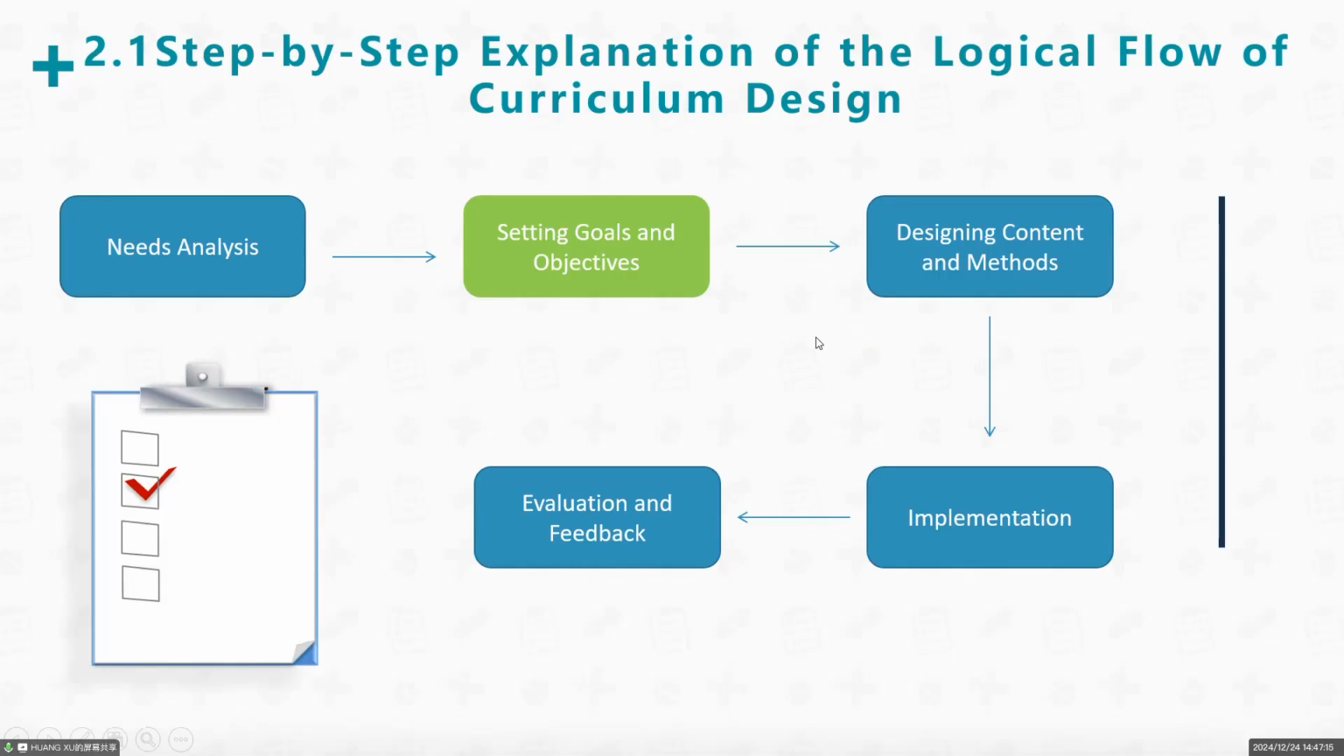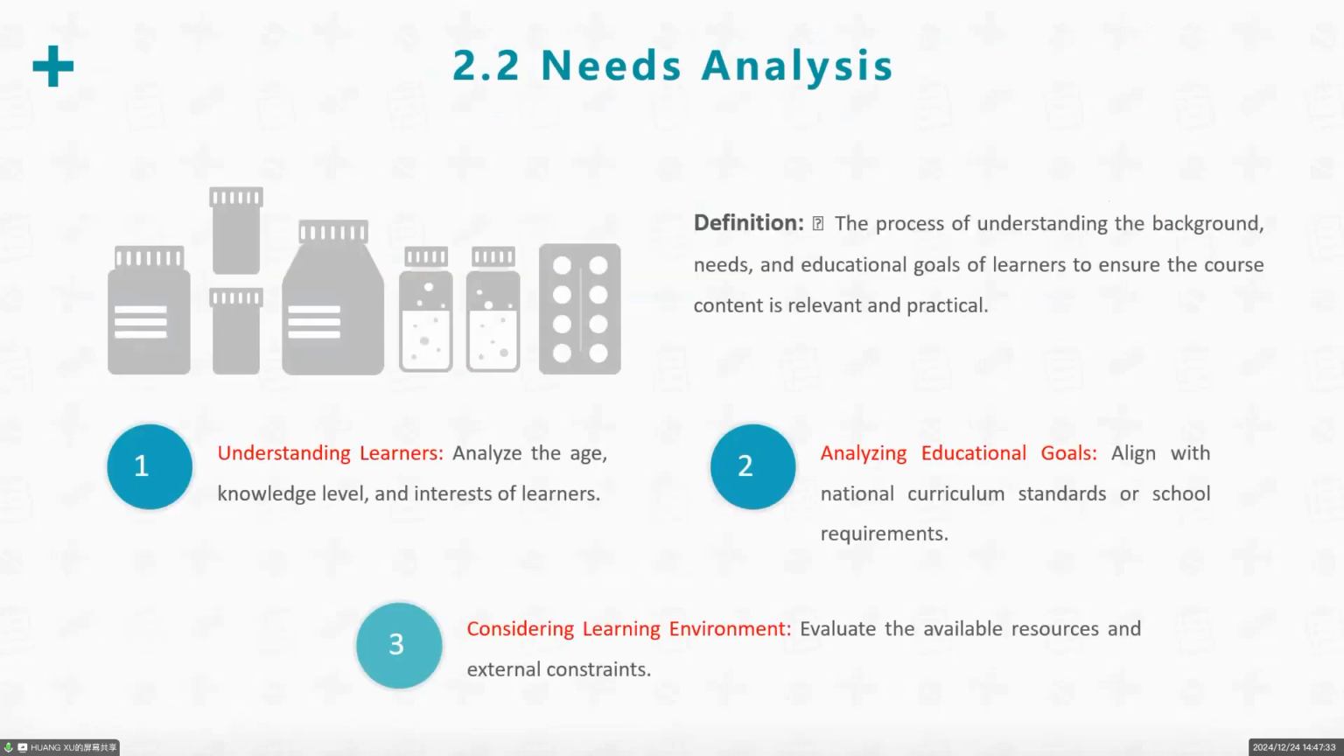The first one is needs analysis, the second is setting goals and objectives, the third is designing content and methods, the next one is implementation, and the last one is evaluation and feedback. The first part is needs analysis. This is the process of understanding the background, needs, and educational goals of learners to ensure the course content is relevant and practical.